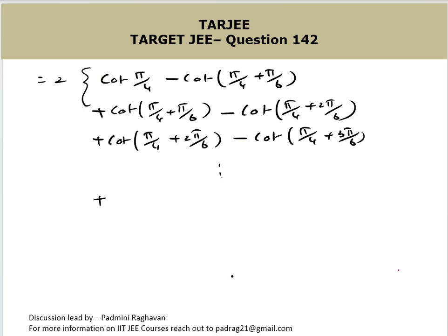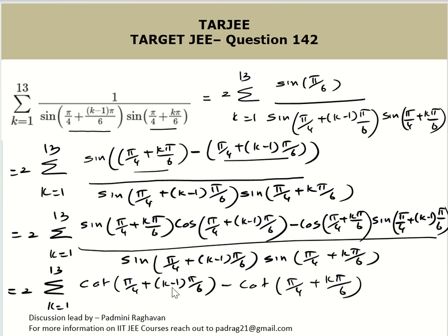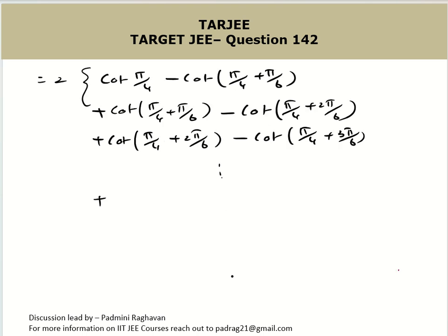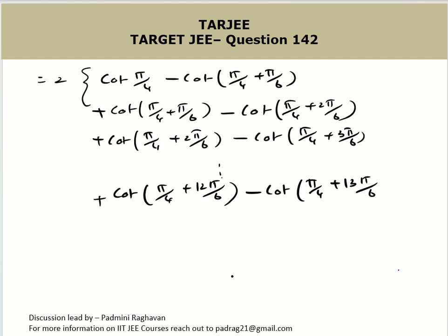Last term is going to become, you put 13 here, so 12 pi by 6, 13 pi by 6. So it is going to be cot of pi by 4 plus 12 pi by 6, I am writing it as it is, minus cot of pi by 4 plus 13 pi by 6. You can see that this turns out to be a telescopic series.